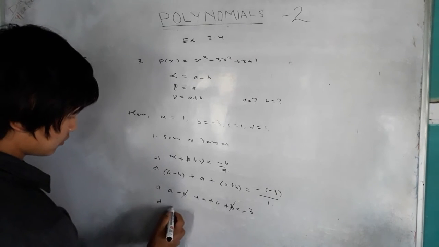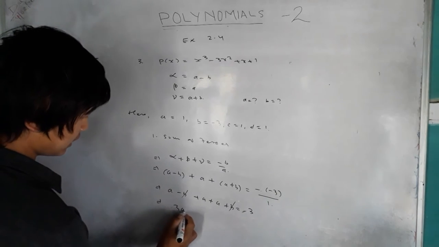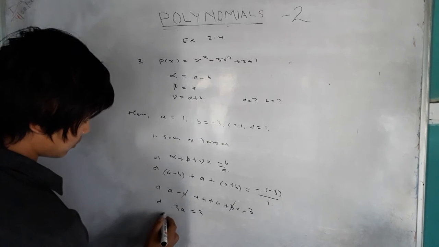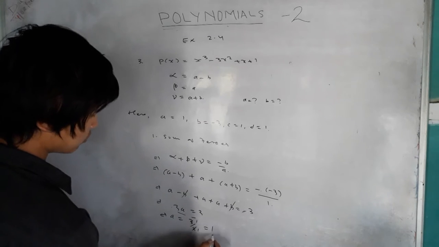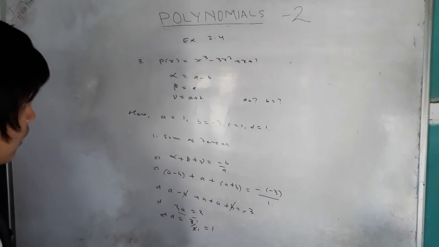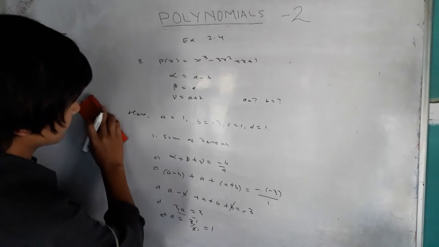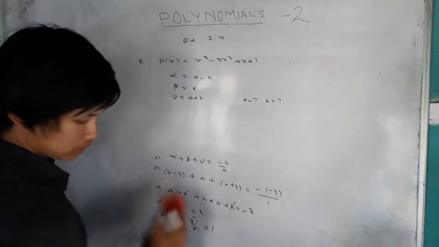So a plus a plus a is 3a, equals 3. This implies a is 3 divided by 3, so a is 1. Done, I got the value of a.